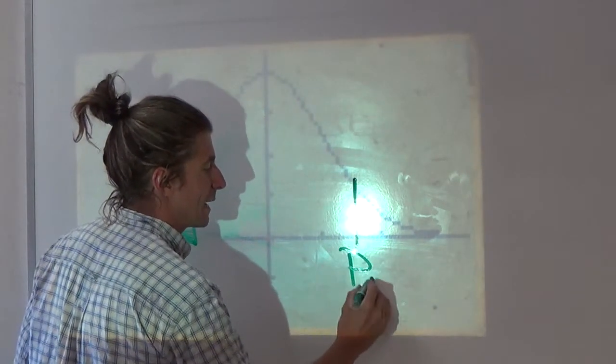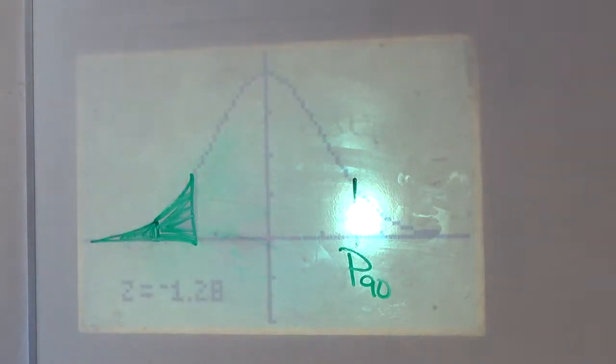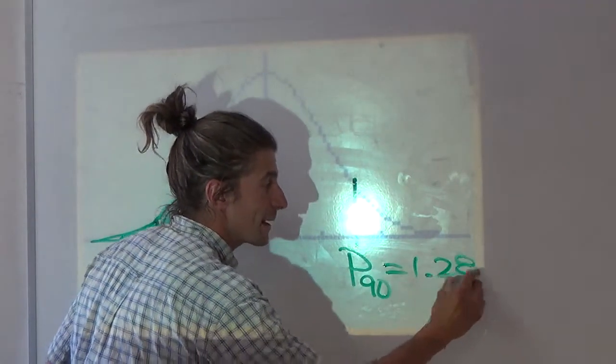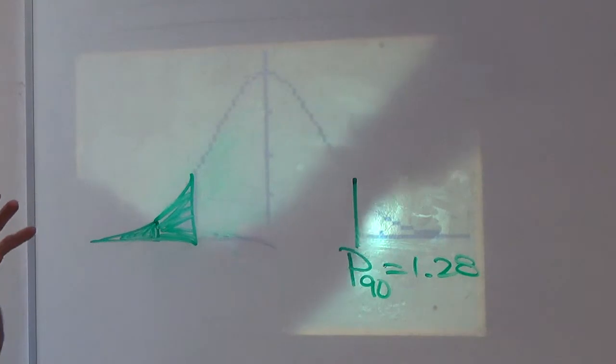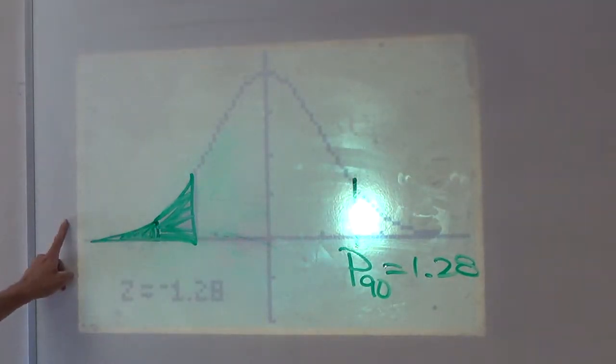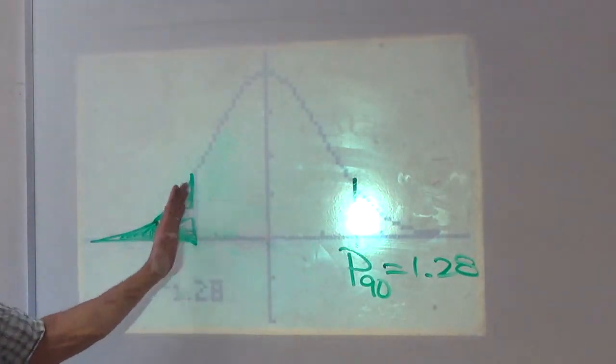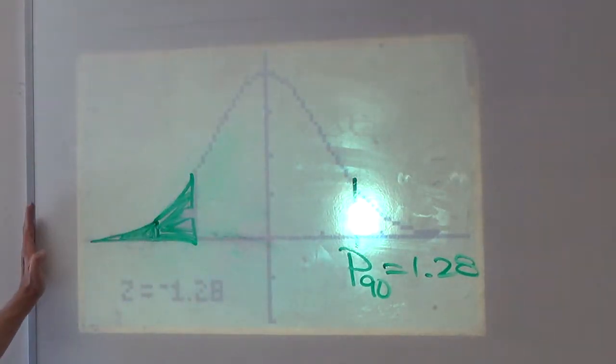What would the 90th percentile be? Wouldn't it have to be positive 1.28? Because it's symmetric, yes? Doesn't that make sense? Hopefully that makes sense. If there's a 10% tail down here, that means there's a 10% tail above, which means 90% from here all the way down.